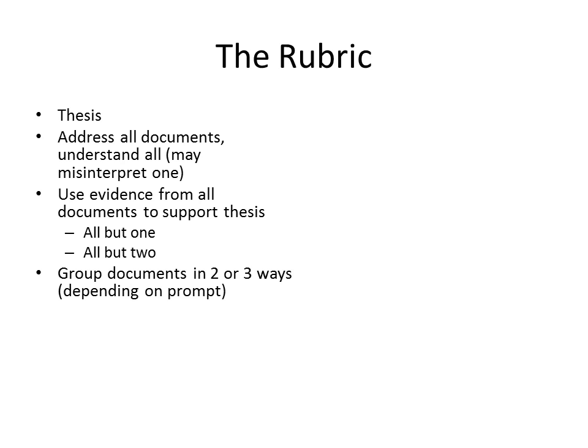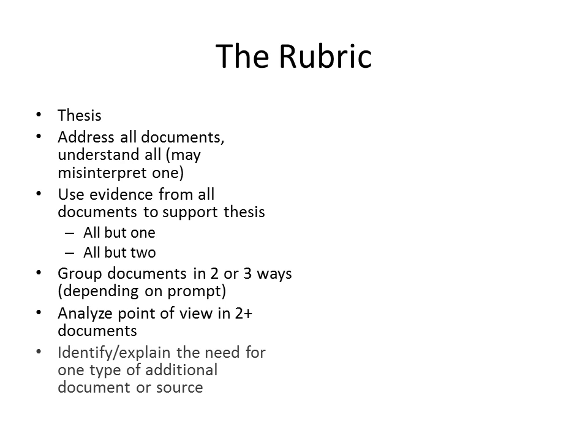You need to group the documents in 2 or 3 ways. The official AP rubric says you need to group the documents in 2 or 3 ways. So my best advice is to group in at least 3 ways to make sure that you hit that minimum. You need to analyze the point of view in 2 or more documents. 2 is the minimum here, so you'd always want to try for more. And then you need to identify and explain the need for one other document or source, which is like a missing perspective from this question. So it's a lot of things.